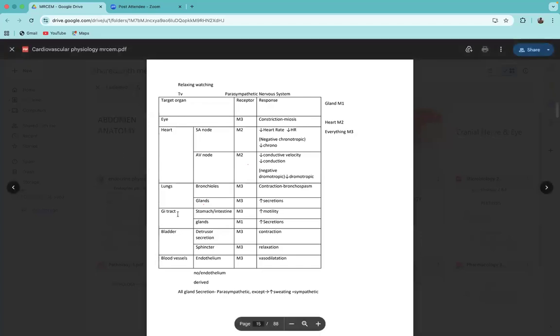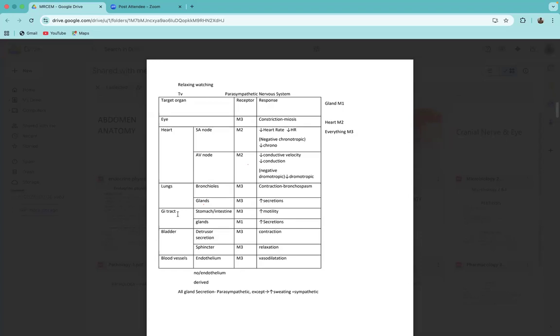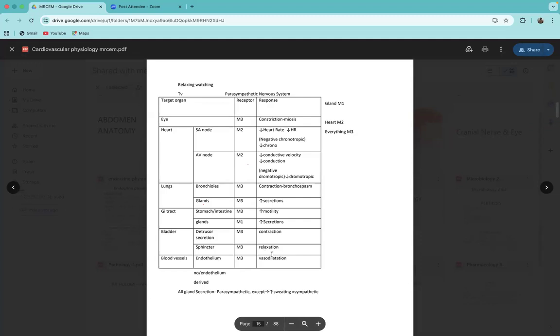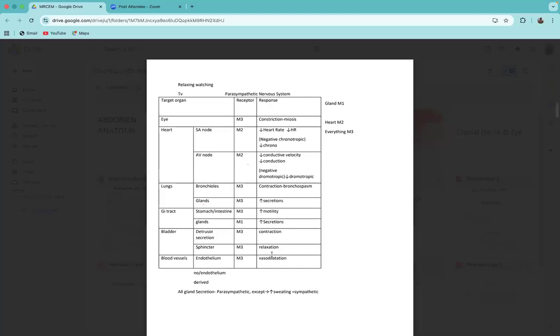Everything else, like the eye, GI tract, bladder, and blood vessels, has M3 receptors. In the bladder, it causes contraction of the detrusor muscle and relaxation of the sphincter, which ultimately causes urination. In blood vessels, there is M3 on the endothelium, and vasodilation occurs due to it. In the eye, there is M3 receptor, which causes contraction, constriction, and miosis due to the work of the parasympathetic nervous system on that receptor.